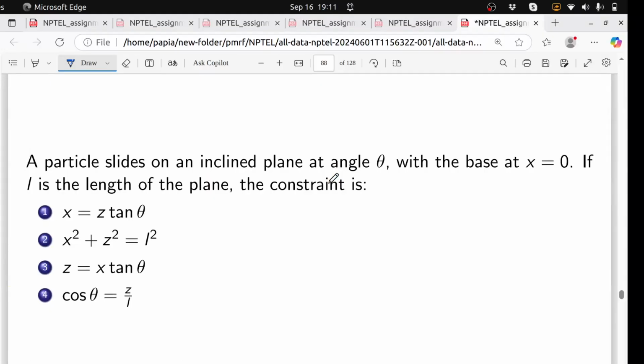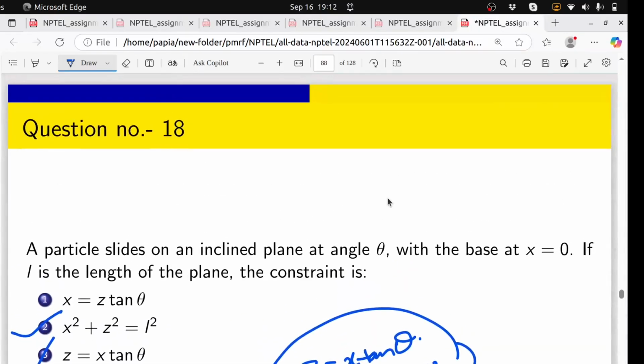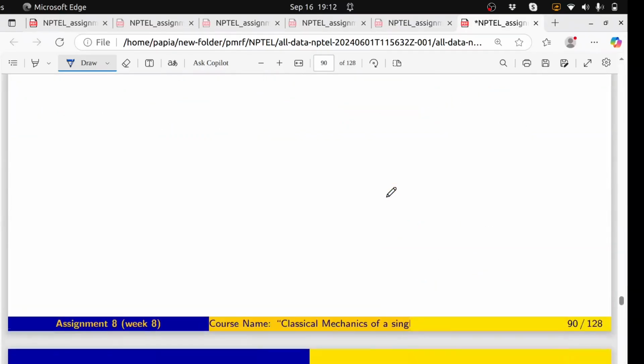A particle slides on an inclined plane at an angle theta with the base at x equals 0. If L is the length of the plane, the constraint is. Okay, the answer is Z equals x tan theta and x square plus z square equals L square, these two. So that means you can see that 2 and 3 both are correct. Okay, so for question number 18, we can see z square plus x square equals L square and z equals x tan theta, both are the equations of the constraints.